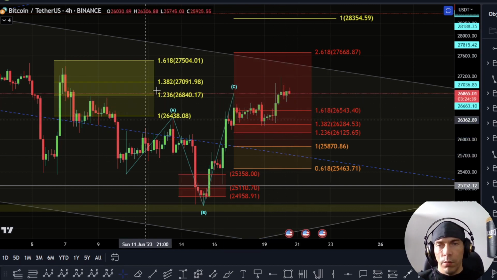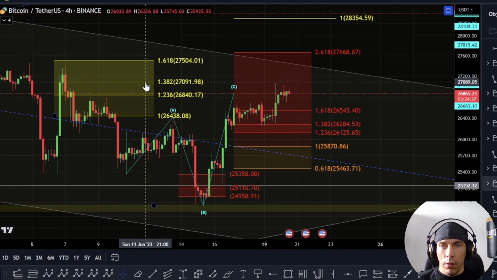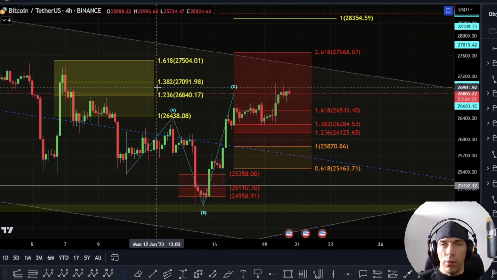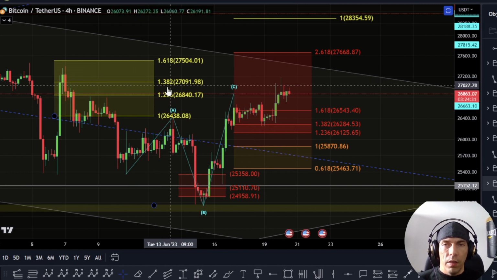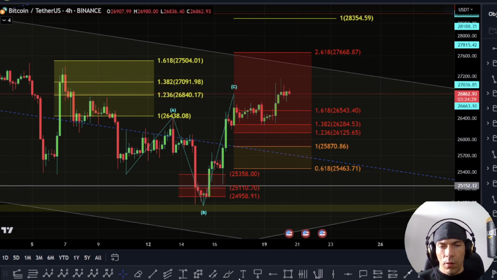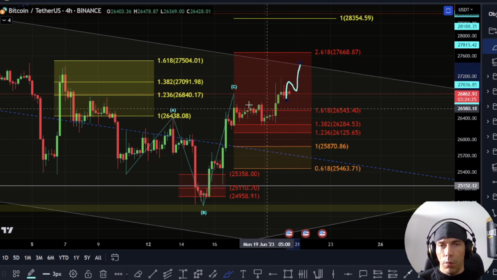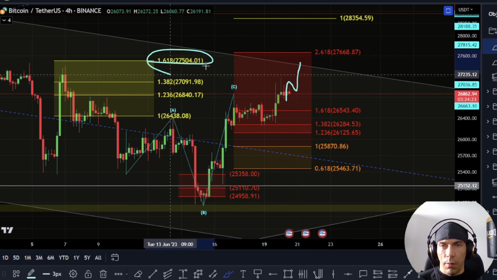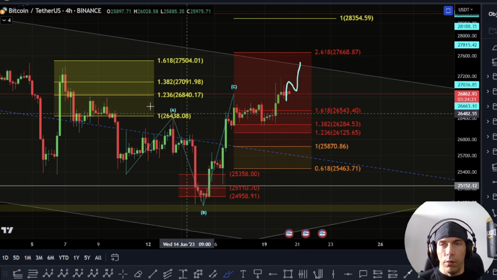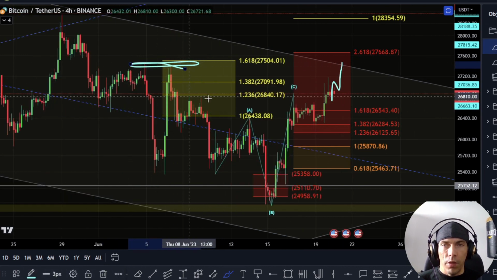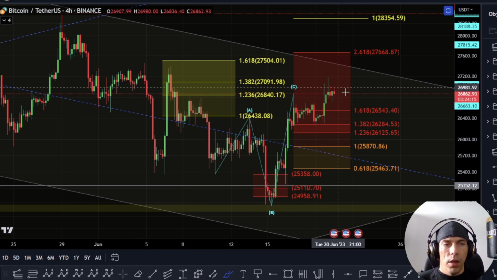But now what I would rather want to talk about is that if we have a look here, this is looking at the inverse relationship of this C wave to this B wave. Now we've actually come up and we've hit this 1.382. What I'm on the lookout for is that if we do see another push to the upside here one more time, we could actually see price come up towards this 27,504, which would be an interesting level because it would be looking to actually take some of these highs that we have over here. We're going to keep an eye on that.